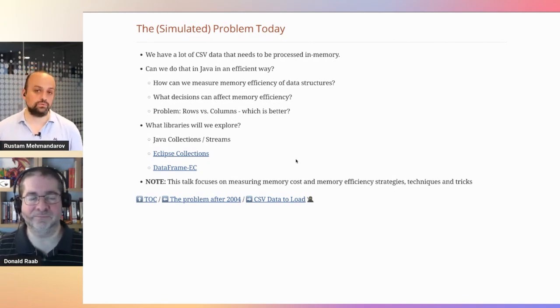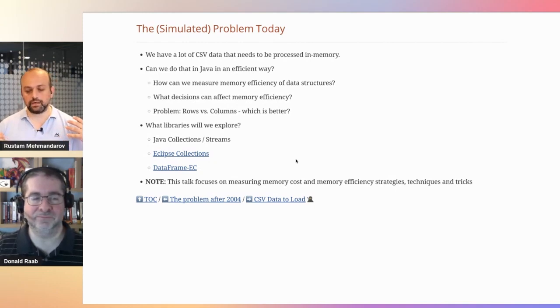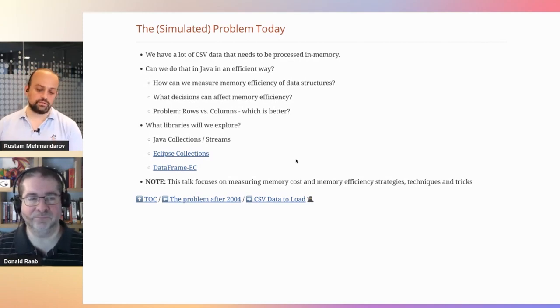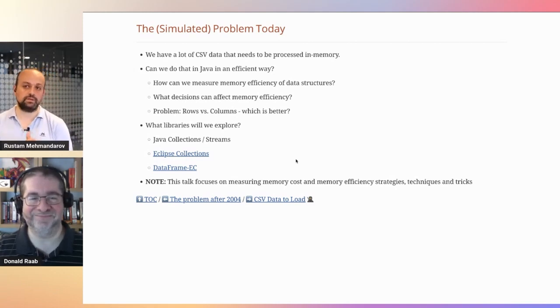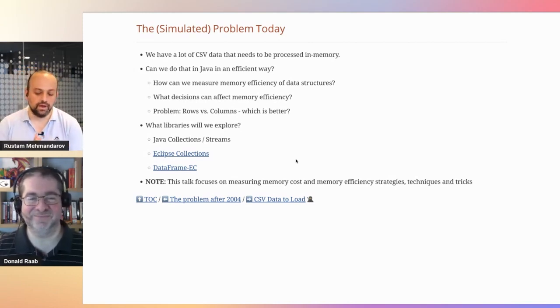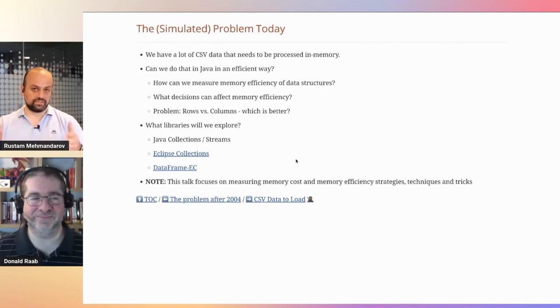So how can we do that in Java? What kind of decisions can we make to make it more efficient? How should we think about our data? Should we think of it as rows of data, or columns of data? Which one is better? We'll see. If you don't know, you'll figure it out. And if you do, well, we'll see if we end up with the same conclusions.